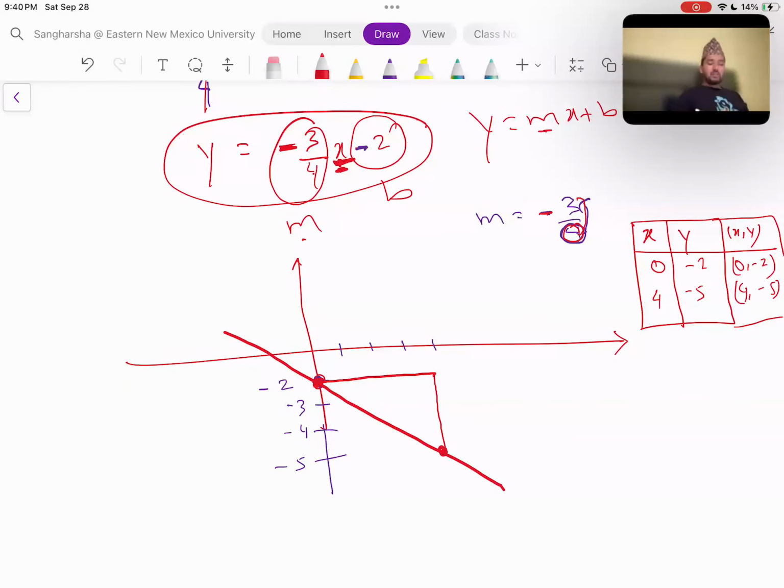And you can graph in any way. You can use the slope and y-intercept if you know. If not, you can always draw this table and find at least 2 points. You need to have at least 2 points to draw a straight line. And this is all about this problem, and you will have a pretty similar question on your exam too. Okay, does anyone have a question in number 16?